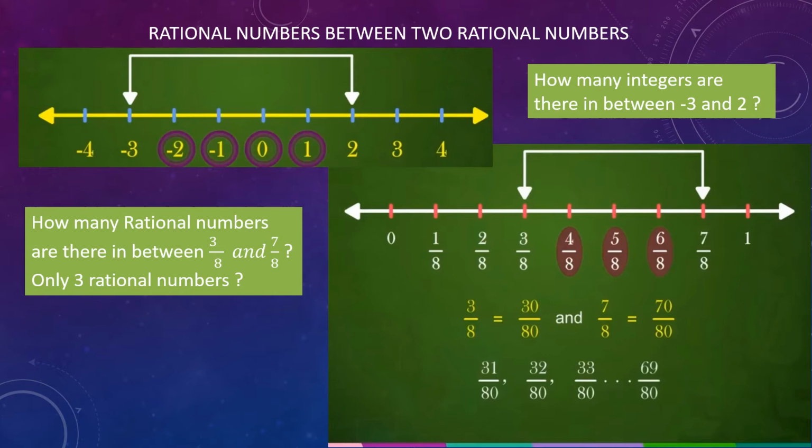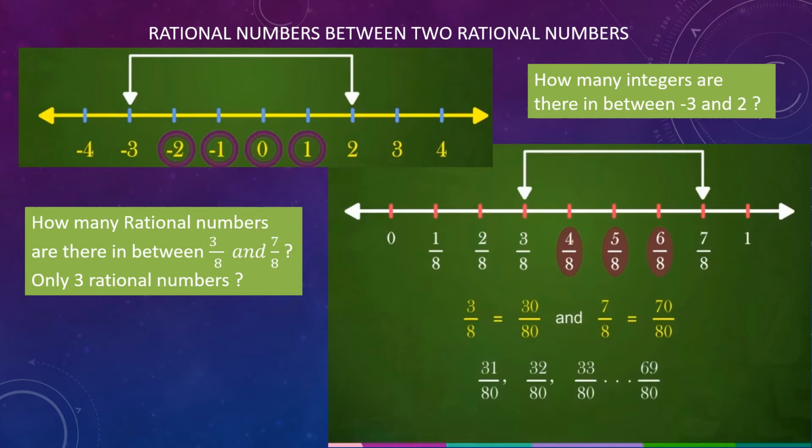But you know that 3 by 8 can be expressed as 30 by 80 and 7 by 8 can be expressed as 70 by 80. Thus, how many rational numbers can we write in between 30 by 80 and 70 by 80? There are a lot of rational numbers from 31 by 80 to 69 by 80. Then there are that many rational numbers in between these two rational numbers.